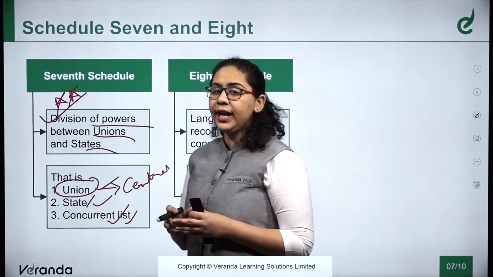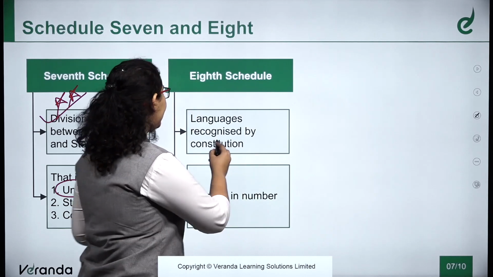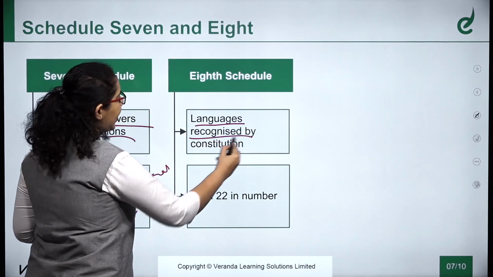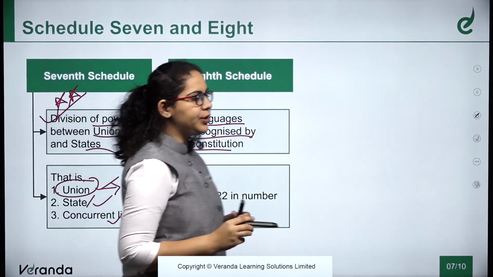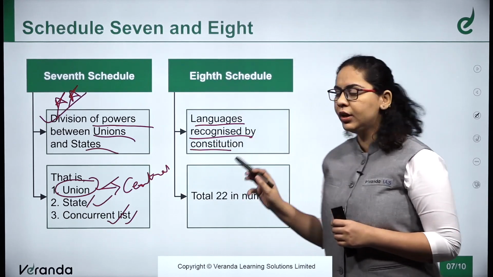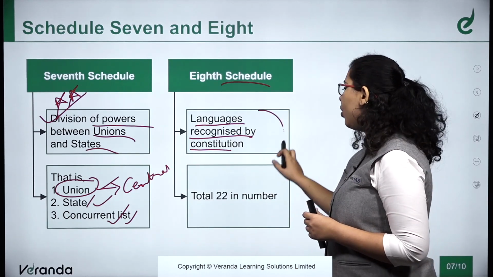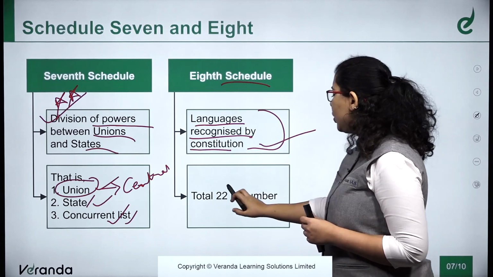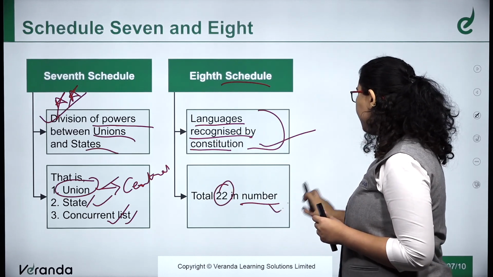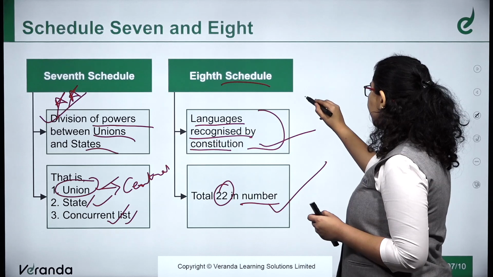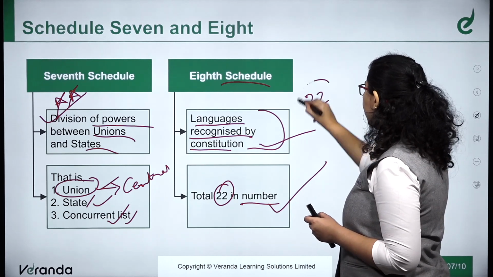And then comes the 8th schedule. The 8th schedule deals with languages recognized by Constitution. I already told you at the starting of this lecture that 8th schedule has all the official languages list. There are 22 official languages in India recognized by Indian Constitution, 22 in number.